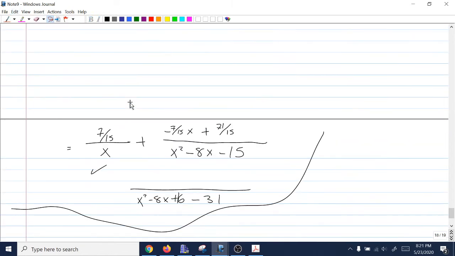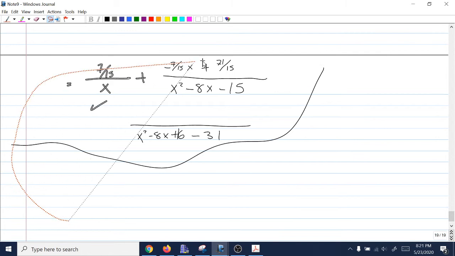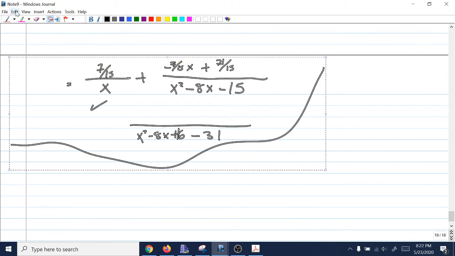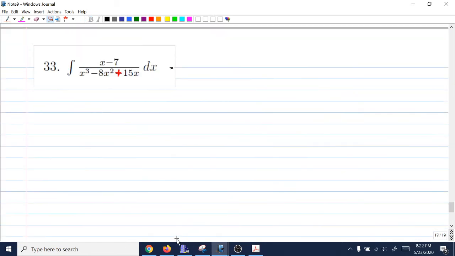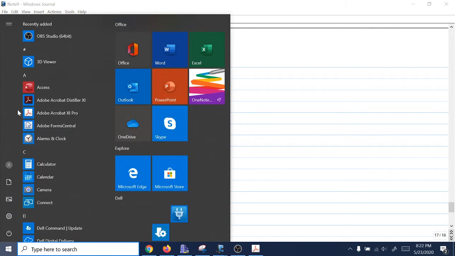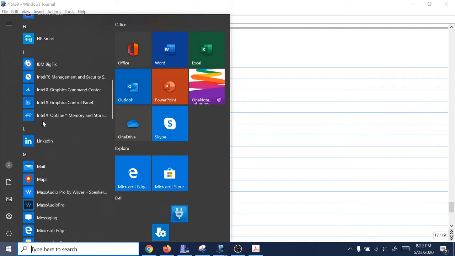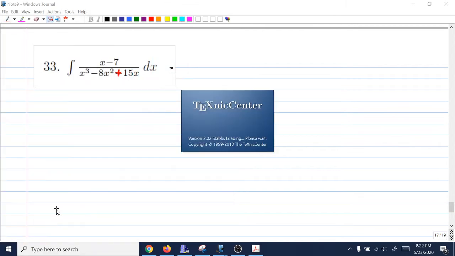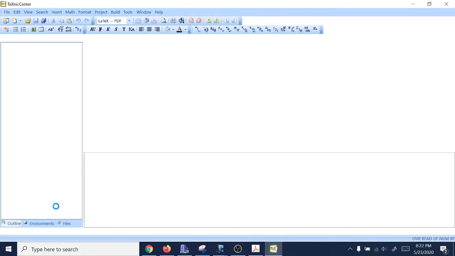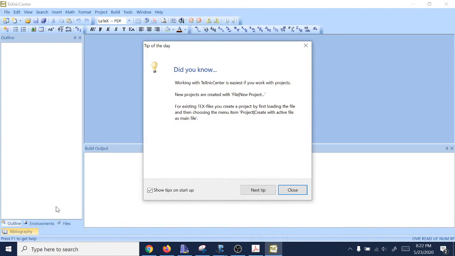Cut that. You know what? Before I forget, let me also put in... Where's my Technic Center? Technic Center. Let me change the problem so that I don't try and make someone do this next year. I don't want to work on a project.